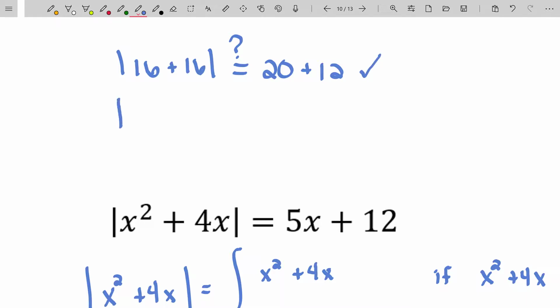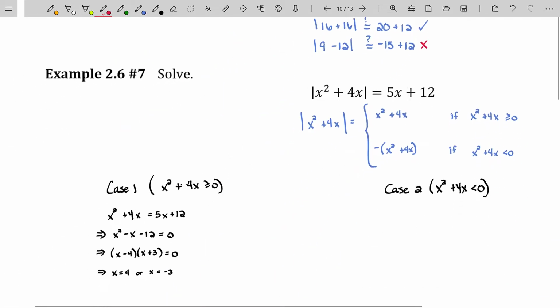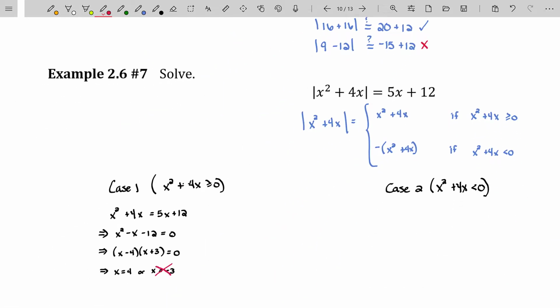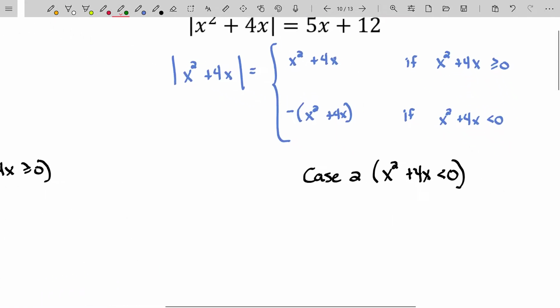What would happen if we plugged in -3? Is 9 minus 12 in absolute value, which is, by the way, -3 absolute value would be +3 on the left-hand side. Is that equal to a -15 plus 12? The answer to that is totally no. Absolute values will never equal a -3. So I can throw out the -3 solution here. I'll keep the +4 solution. Now I go ahead and move on to case 2.